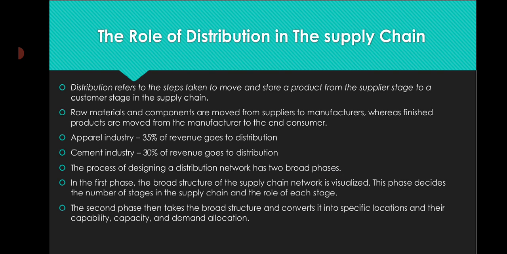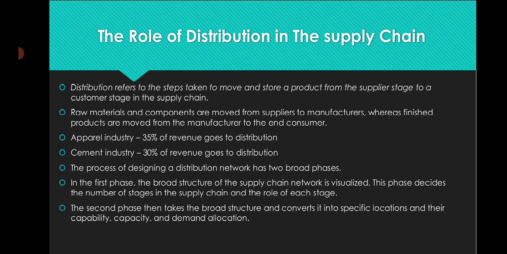Now, the role of distribution in the supply chain. Distribution refers to the steps taken to move and store a product from the supplier stage to the customer stage in the supply chain. Raw materials and components are moved from suppliers to manufacturers, whereas finished products are moved from the manufacturer to the end consumer.